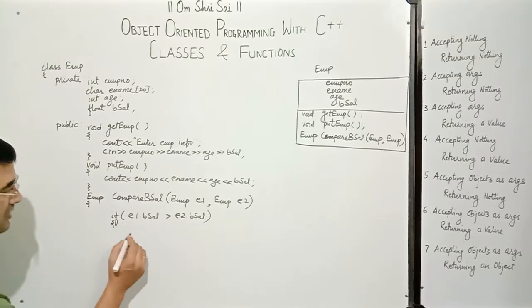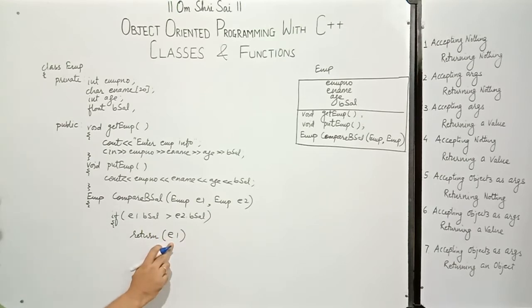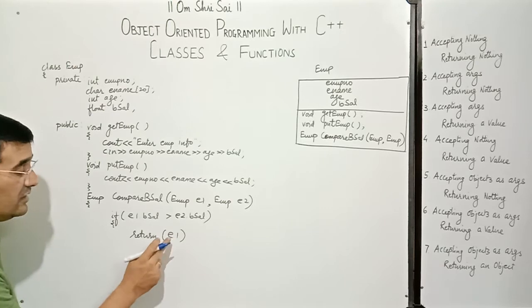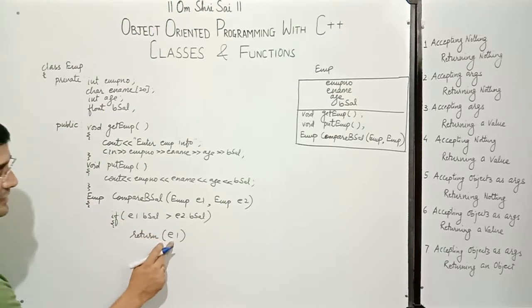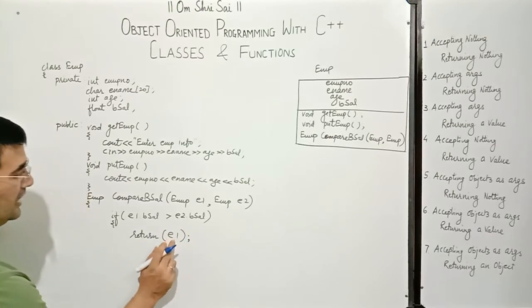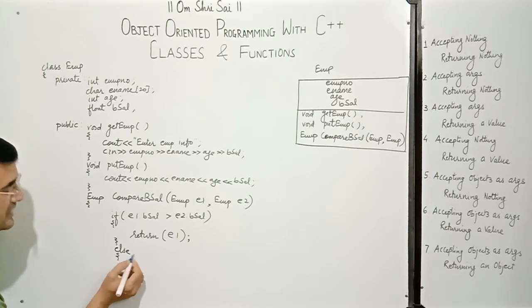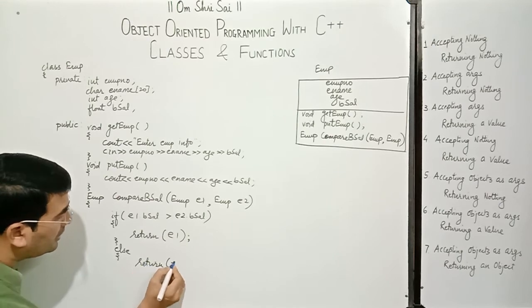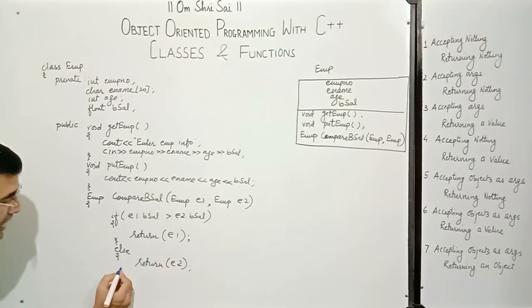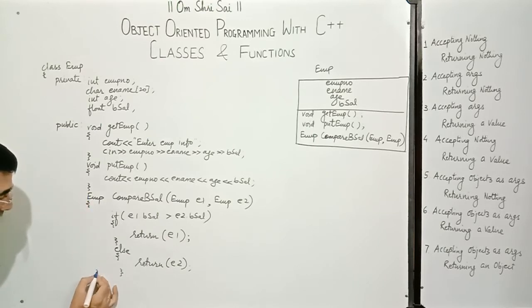So we will return E1, and that is the category returning an object. So E1 is the object and we are returning this object, and hence the return type will be EMP, as this is going to return E1 and E1 is of the type EMP. But if this is not so, the basic salary of E2 will be higher, and hence we will return E2, and as we are returning E2 which is of the type EMP, hence the return type will be EMP as we have already discussed, and now this class will be terminated.